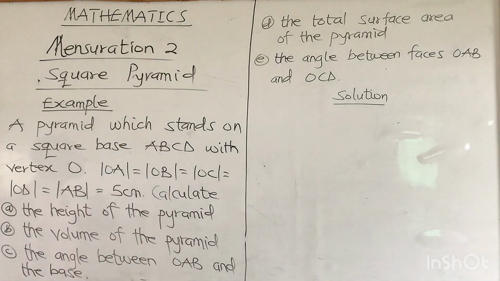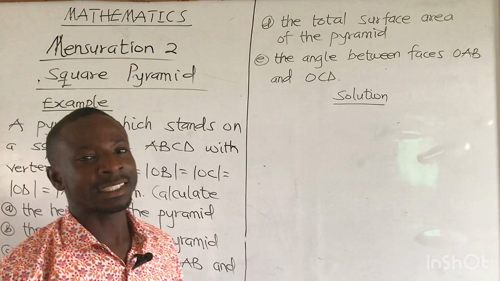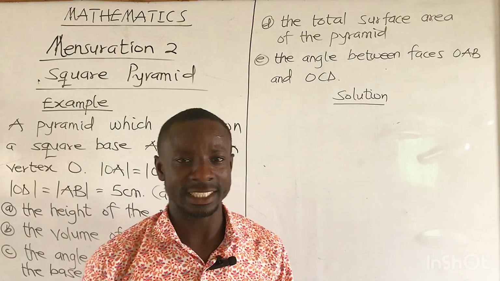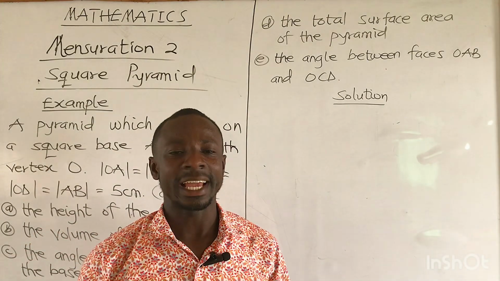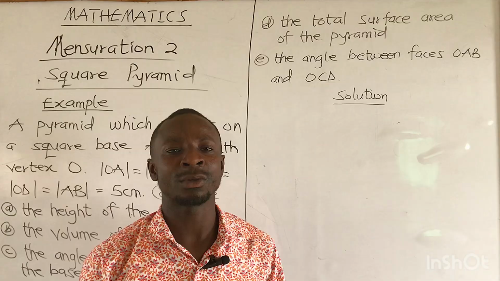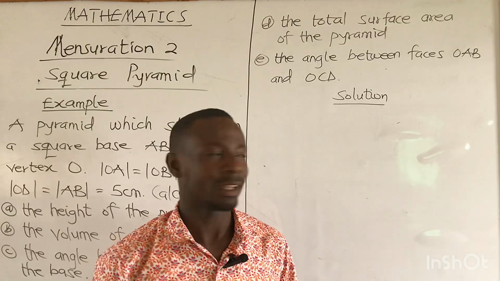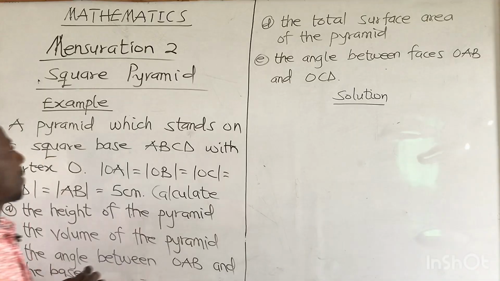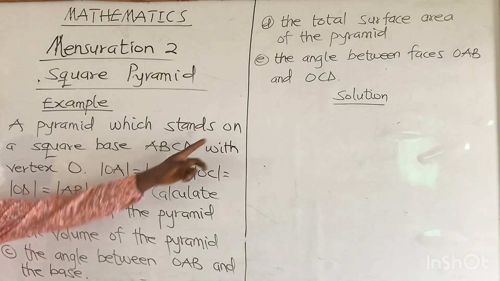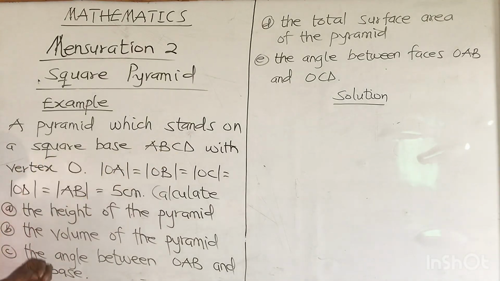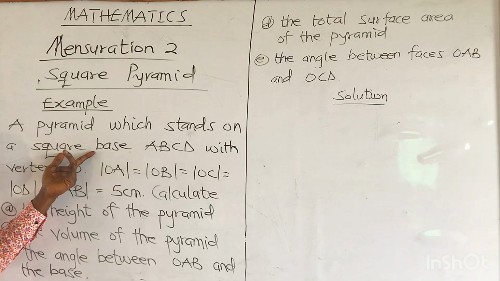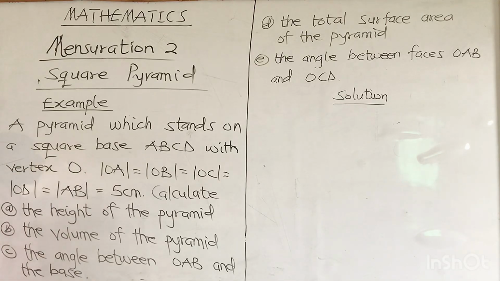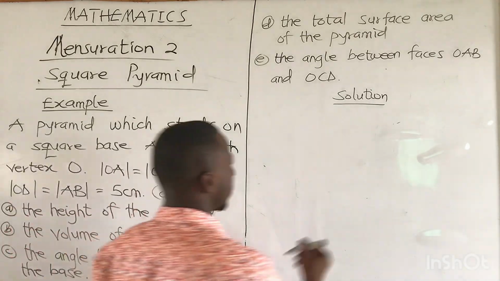When a question is given under mensuration 2, it is very advisable you give the sketch of the diagram. It will help you to know how the solution will be. So it's a pyramid, and the question said it stands on a square base. This means that it's a square pyramid because the base is in the form of a square. So let's give a sketch here.